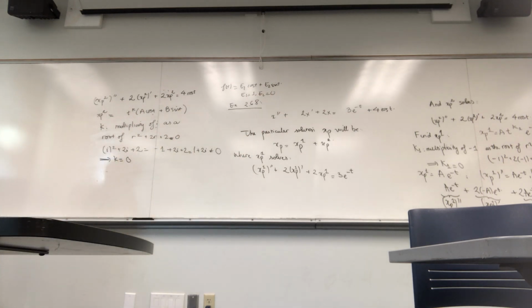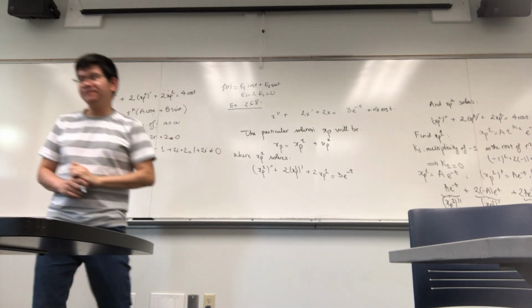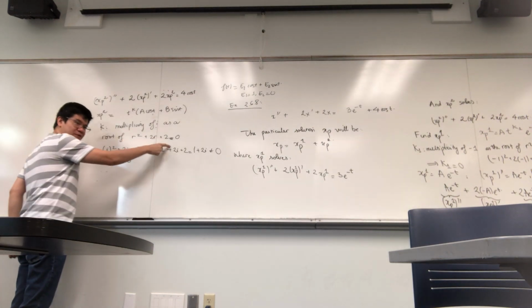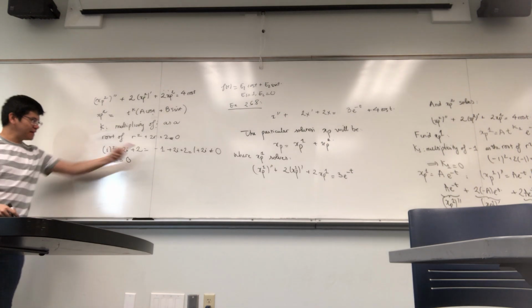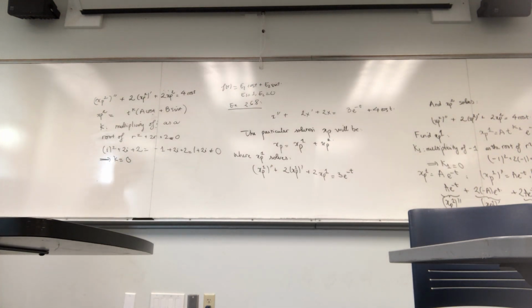You still have to put sinus there. So xp2 will be t to the k, a times cosinus t plus b times sinus t. K is the multiplicity of i as the root of the characteristic equation. The characteristic equation is r squared plus 2r plus 2. I put i back here, which gives me k is 0. Questions?